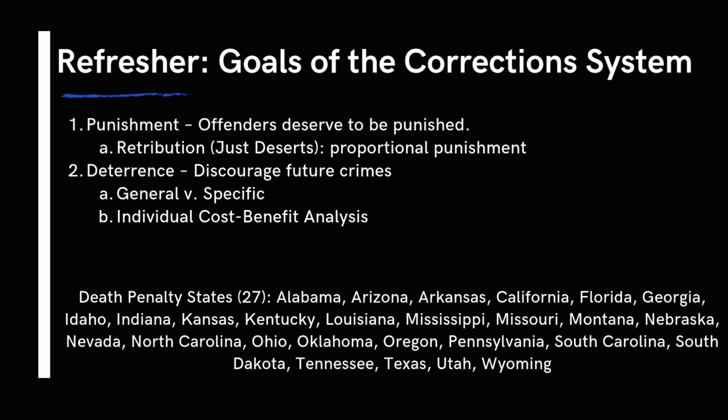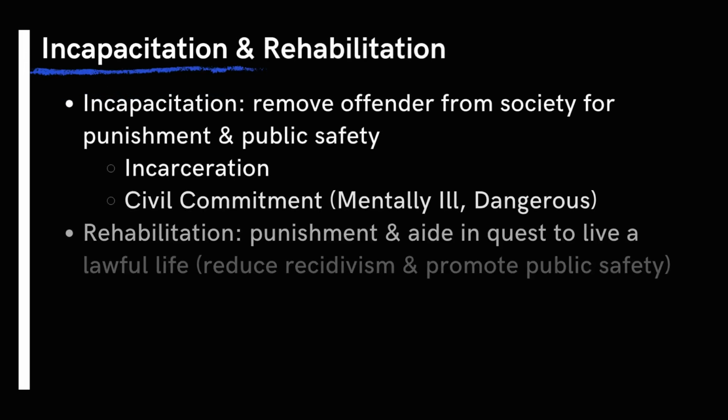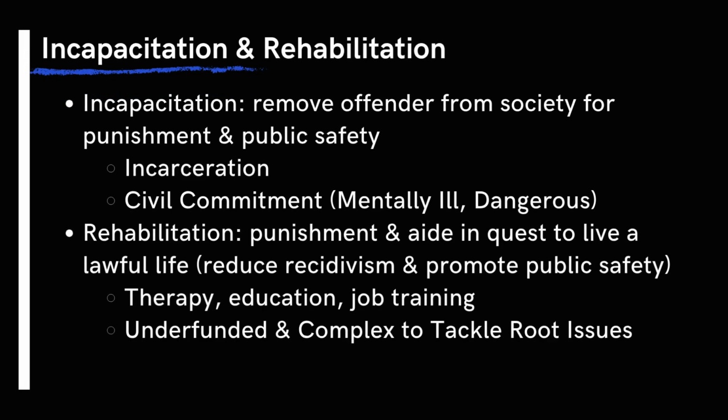So we see these two goals of punishment and deterrence play out in the sentencing options of incapacitation and rehabilitation. Incapacitation includes incarceration and civil commitment for individuals deemed mentally ill and dangerous. The idea is that by removing the offender from society, we can better protect the public's safety by stopping the offender from committing crimes.